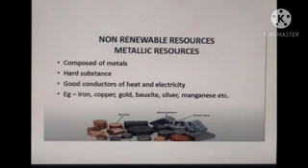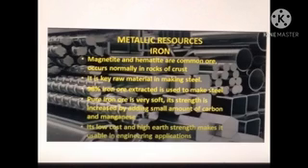Non-renewable resources can be divided into three types. There are metallic resources, non-metallic resources and fossil fuel resources. First we see metallic resources. Metallic resources are the type of resources that are composed of metals. These are hard substances which are good conductors of heat and electricity. The examples of metallic resources are iron, copper, gold, bauxite, silver, manganese, etc.